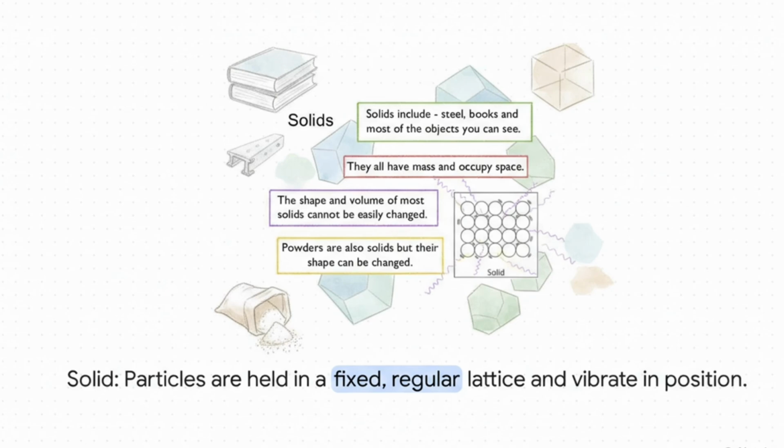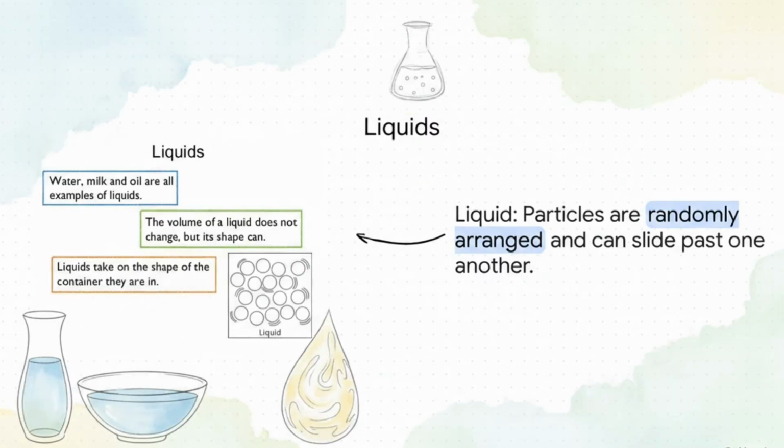Okay, next up, liquids. Now, in a liquid, the particles have a bit more energy. The forces between them are weaker, and this allows them to break free from that super rigid lattice structure. They're still pretty close to each other, but now they're all jumbled up, and they can slide right past one another. This movement is precisely why a liquid can flow and take the shape of whatever container you pour it into.